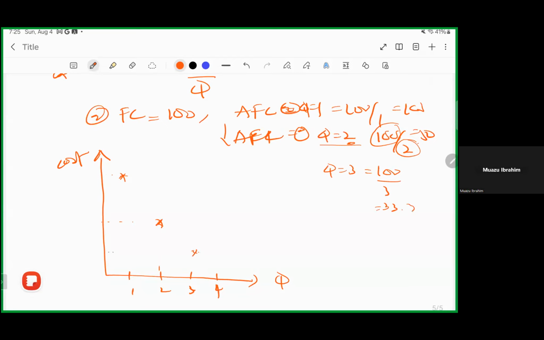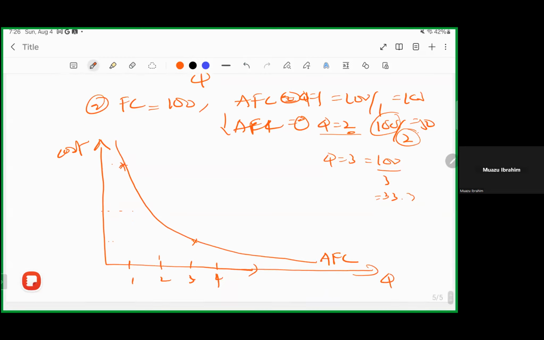So you realize that average fixed cost falls as output increases. So this is how average fixed cost is. Average fixed cost falls as output increases, but that particular average fixed cost curve will never touch the output axis.